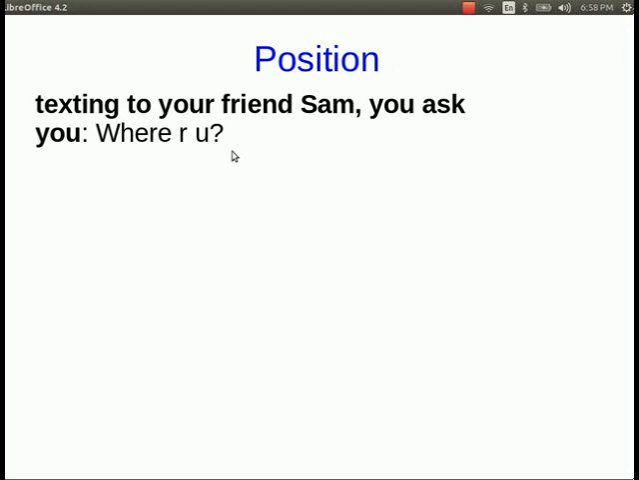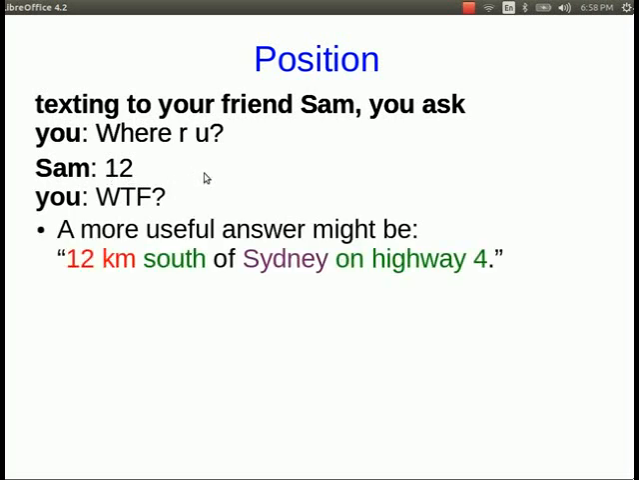So you're texting to your friend Sam and you ask, "Where are you?" And Sam says, 12. Well, you probably very politely text back with, "Sam, that's not a very useful answer. Can you clarify, please?" Or something like that. You might begin asking clarifying questions like, 12 watts? From where? In what direction? What is wrong with you?